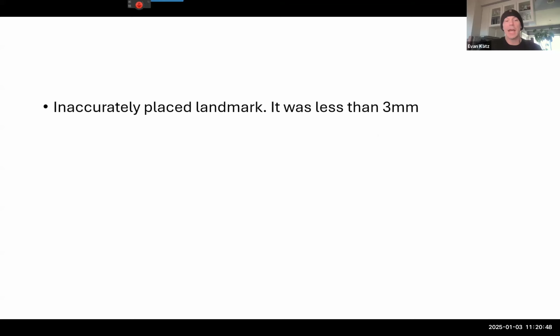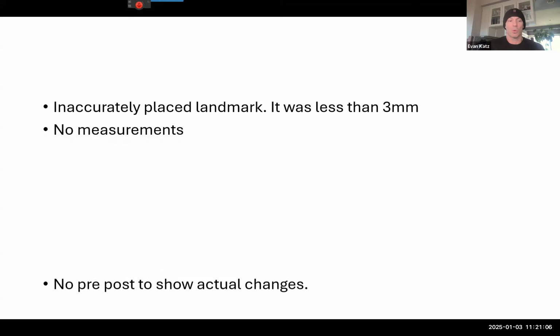So I do believe that they inaccurately placed the landmark. I do believe it was less than 3 millimeters of what our paper showed. So I don't even think they had upper cervical instability on this plane. The other measurements, as I showed you, they didn't measure. They eyeballed it. So I don't know if these places got better or worse.